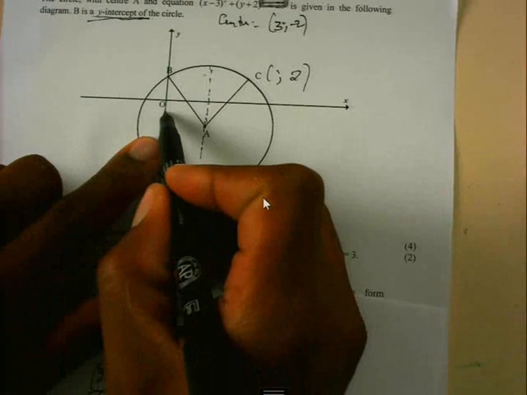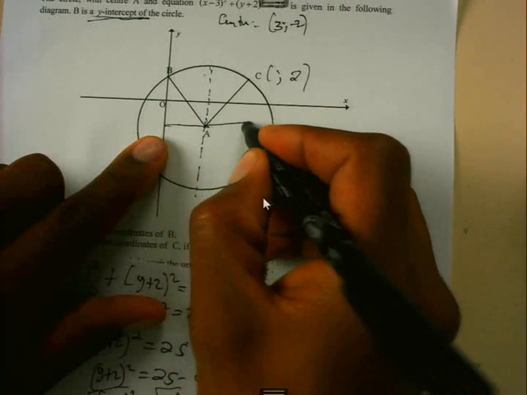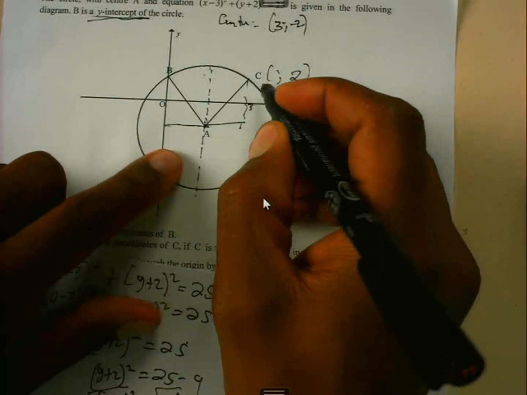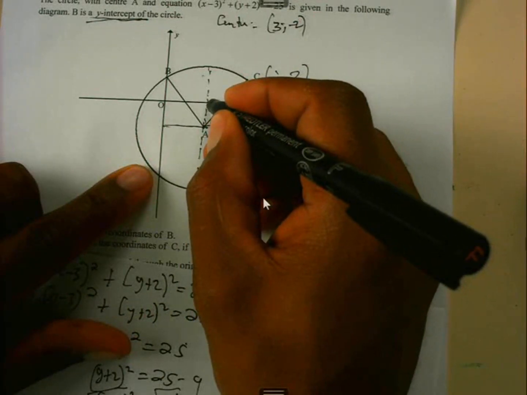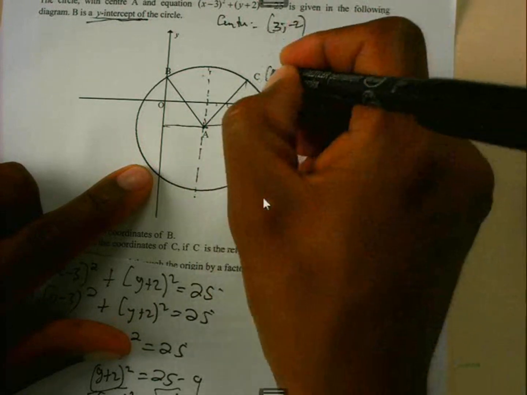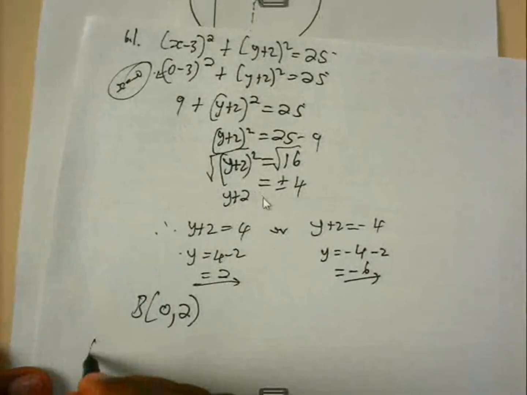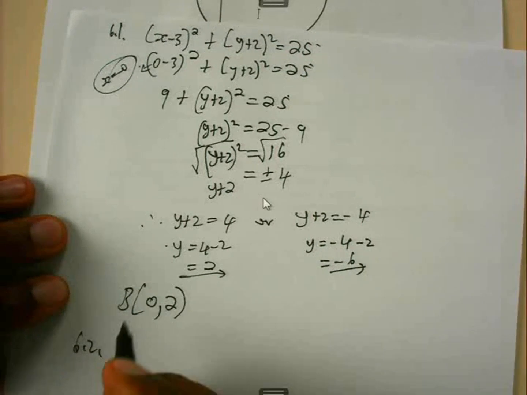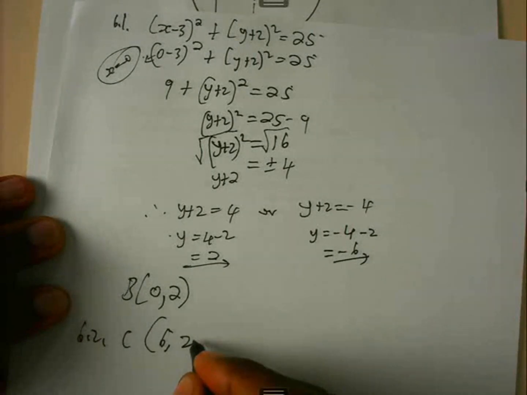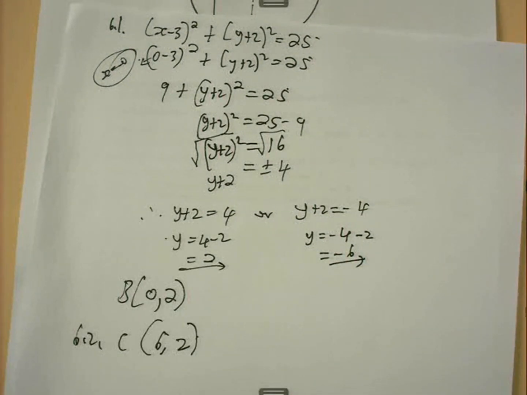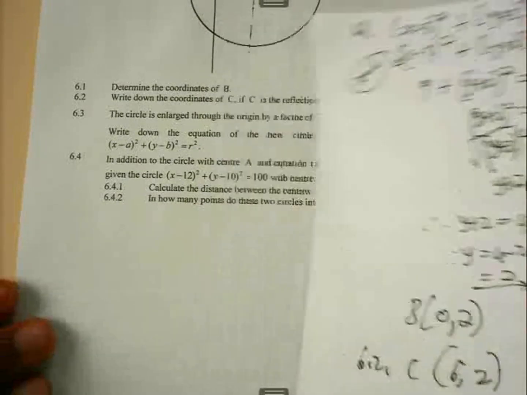If the distance from here to the point here is a positive 3, then on this side it must also be positive 3. Now we have 1, 2, 3. Then it's going to be 3 plus 3, which is 6. The coordinates of C will be 6 as well as 2. So when I respond to question 6.2, we have the coordinates of C, that is 6 as well as 2. The x coordinate is 6 and the y coordinate is 2.